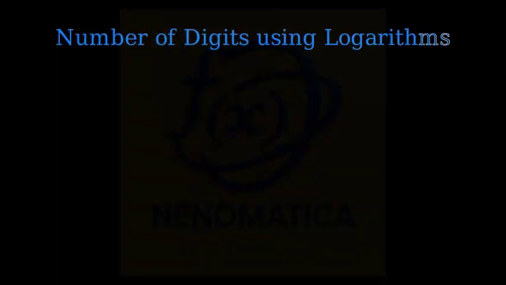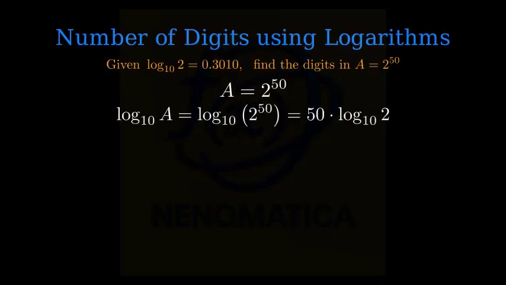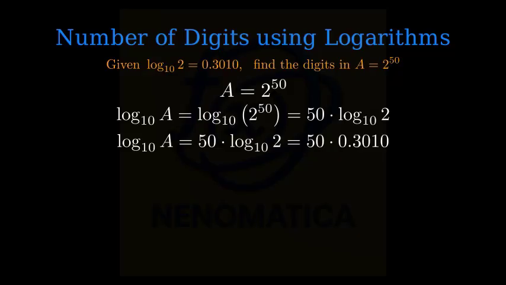Example: we will find how many digits are in the number a equals 2 to the power 50, given that log base 10 of 2 equals 0.3010. We will use the characteristic of a common logarithm. Start with the definition of a. Take the common logarithm, that is base 10, of both sides. Use the power rule for logarithms to bring the exponent down. Now substitute the given value. Log 10 of 2 equals 0.3010. Multiply by 50 to get 15.050 for log of a.